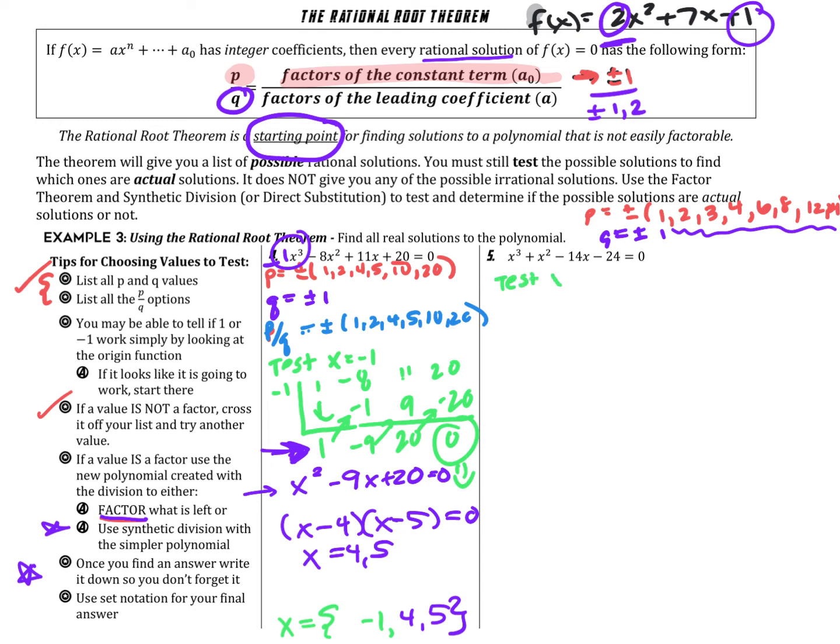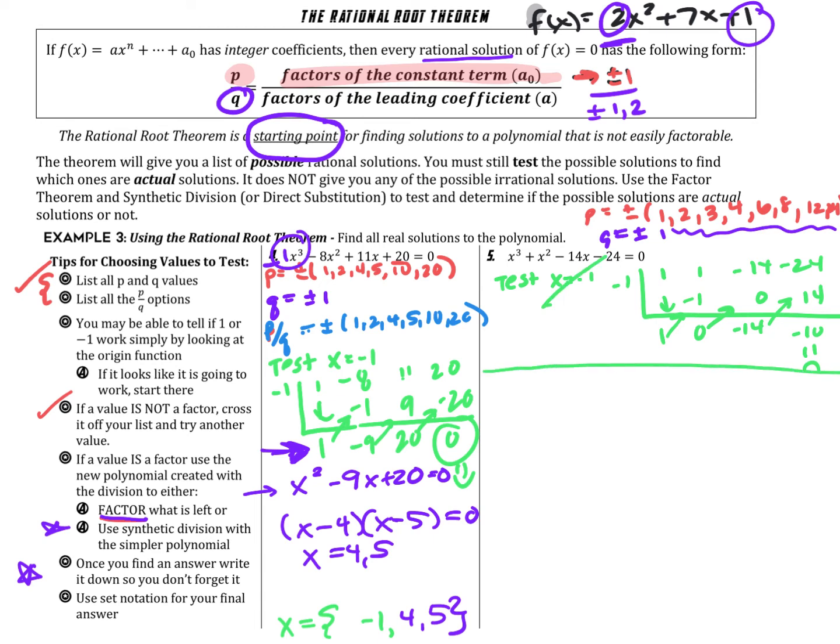So test x equals -1. So coefficients 1, 1, -14, -24. If I bring this down, I'm applying my synthetic division. This is going to give me -10. So this is not a factor. So -1 is not going to be a 0 or a root. So I'm going to test a different number. So let's pick something else.